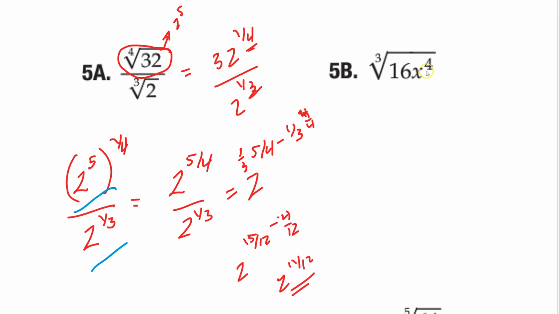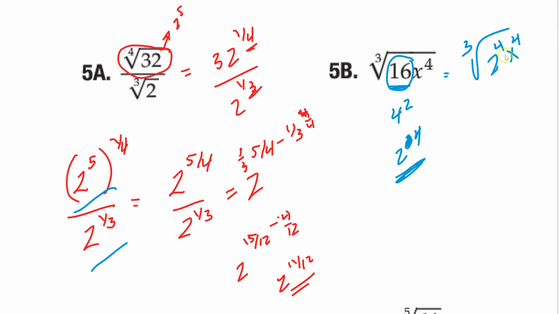Anyway, this next one, let's do the same thing here. Let's rewrite the base here. All this is a little preview to next chapter. So 16, can I write that a different way? Any powers that go to 16? There's a couple. I can write that as 4 squared or 2 to the 4th. Let's go with the 2 to the 4th one. So we're going to have the cube root of 2 to the 4th x to the 4th.